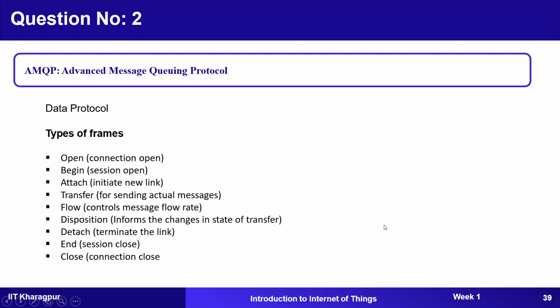So basically these are the different types of frames which are used by your AMQP. The open frame is used to open the connection between two devices. Then in order to begin the session between the devices, begin frame is used. Then in order to initiate a new link, attach frame is used. Then for transferring the messages between the devices, transfer frame is used. And in order to control the flow rate, flow frame is used. Then disposition is used to inform the changes in the state of transfer.